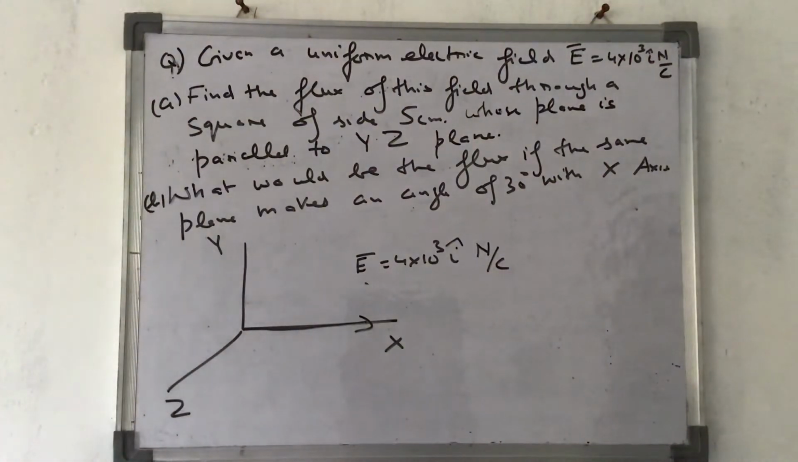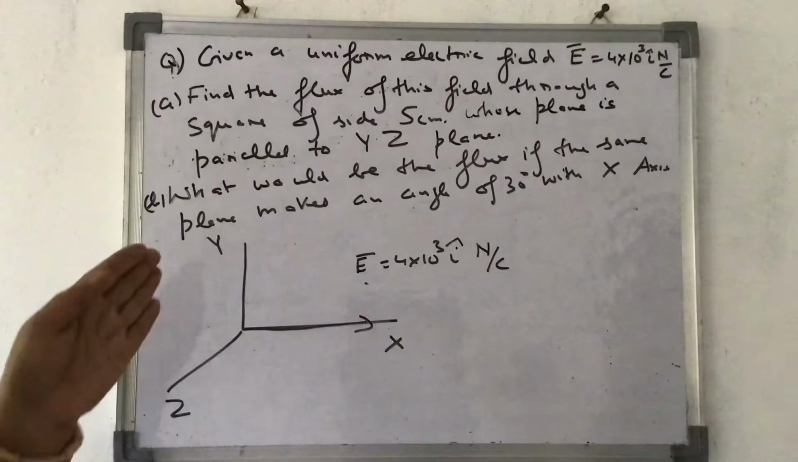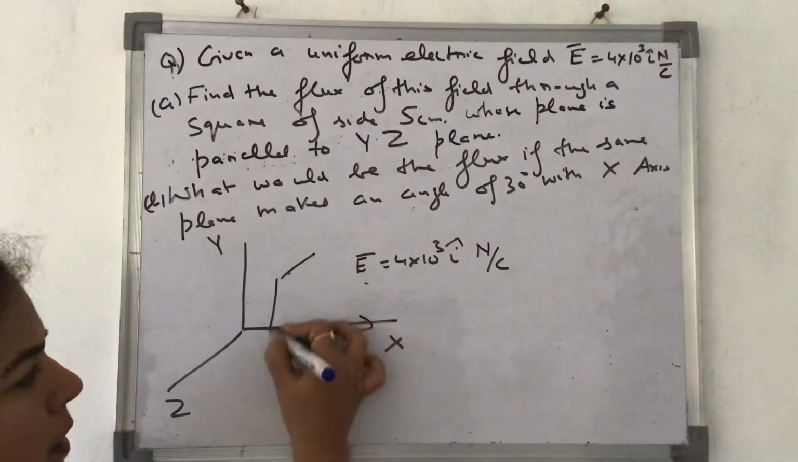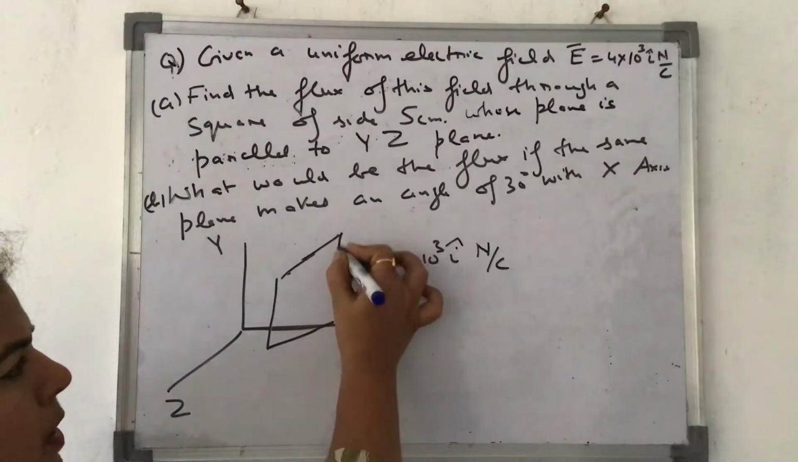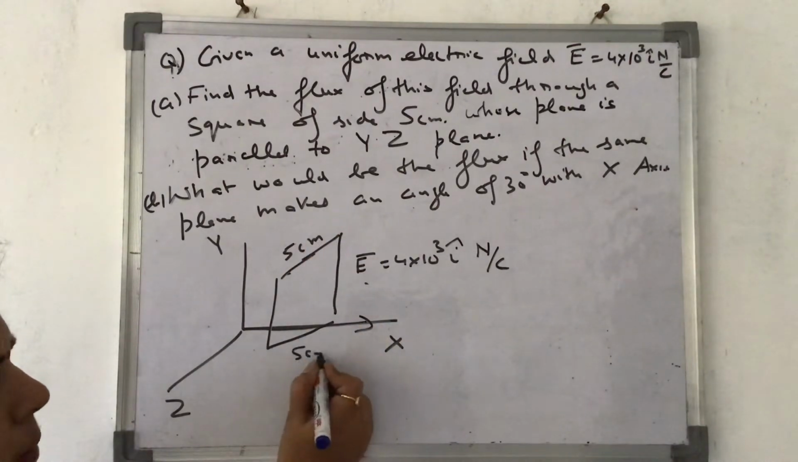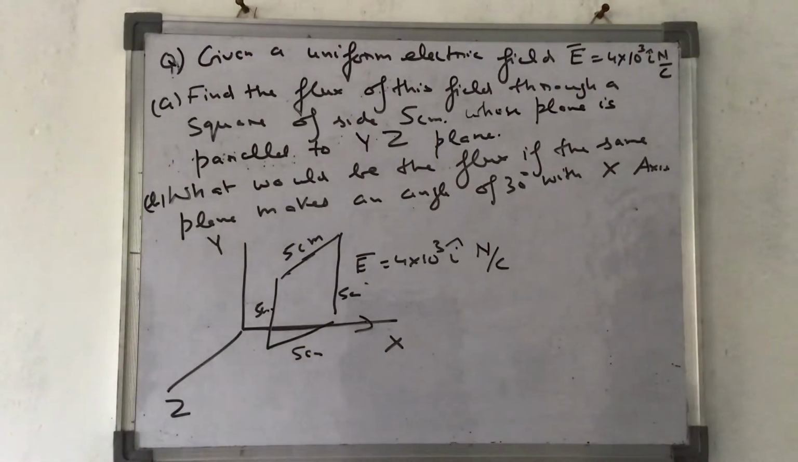Now find the flux of this field through a square of side 5 centimeter whose plane is parallel to the YZ plane. Where is the YZ plane? YZ plane is like this, that means the plane which is going like this. Along the YZ plane we have a square whose side is equal to 5 centimeter. All sides are 5 centimeter. It's a square of 5 centimeter.